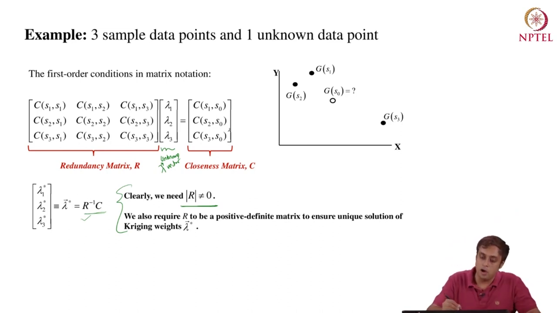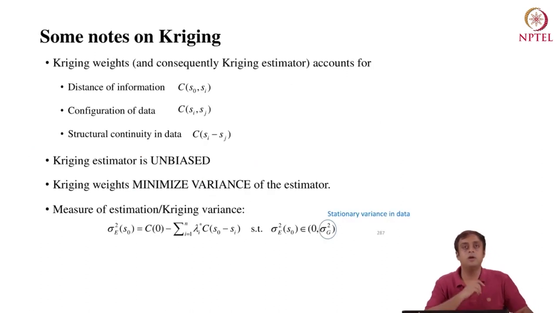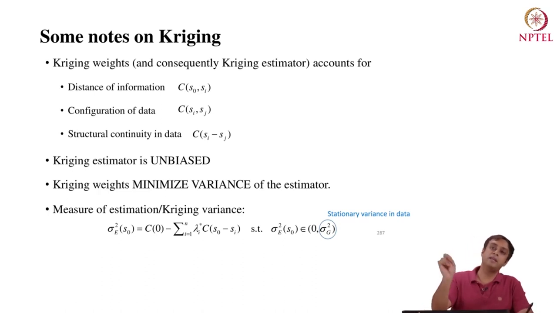All right, so some notes to end the lecture. First, the Kriging weights and consequently the Kriging estimator account for distance of information, the spatial configuration of data, and the structural continuity in the data. It is a very sophisticated estimator. The Kriging estimator is unbiased. That is, the value that you're going to get is going to be in expectation the same as the truth.